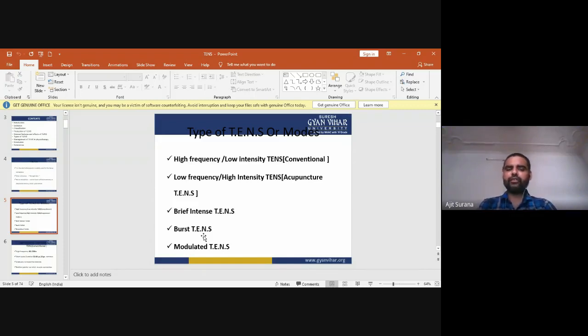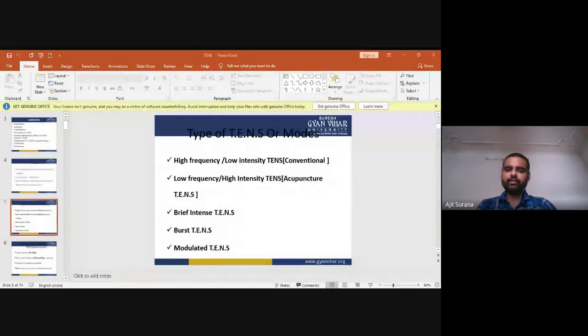First one is the high frequency or low intensity TENS, or conventional TENS. Second one is low frequency and high intensity TENS, or acupuncture TENS. Third one is the brief intense TENS or burst TENS. And next is the modulated TENS. So these are the types of TENS. Mainly it is of 5 types.